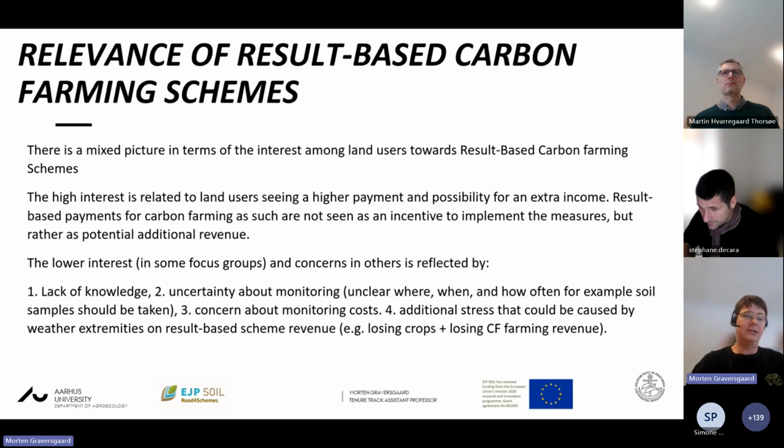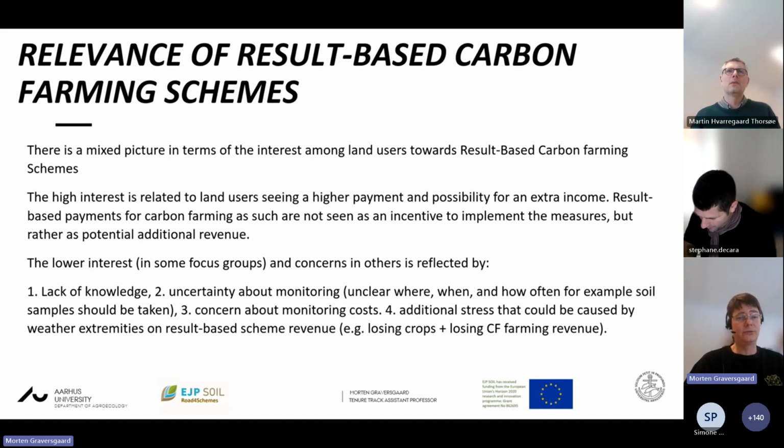So they are not seen as an incentive in itself, but more as a potential additional revenue. So that was in the places where we saw a very high interest in these more result-based carbon farming schemes. The lower interest we found in some countries and in some of the focus groups was mainly because there are a lot of concerns, and much of that is related to uncertainty at all kinds of levels.